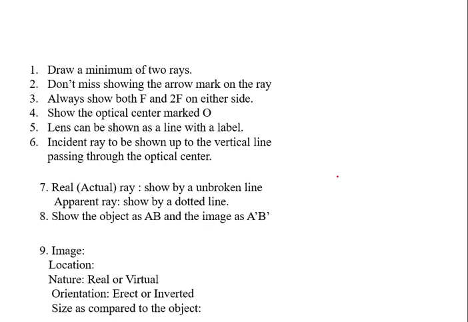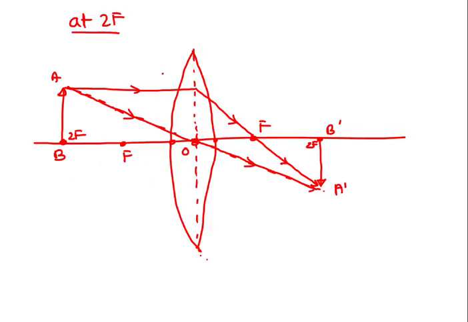Before we actually start drawing ray diagrams, here are some guidelines or rules which we should follow while we are drawing the ray diagrams. Rule number one, draw a minimum of 2 rays. So if I take any ray diagram, I have shown here a complete ray diagram when the object is at 2f distance. So we have to show at least 2 rays.